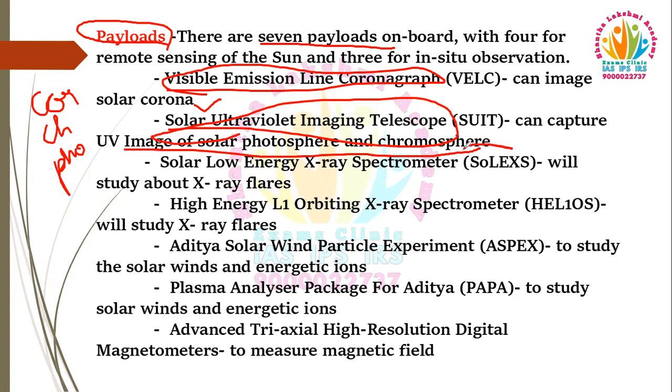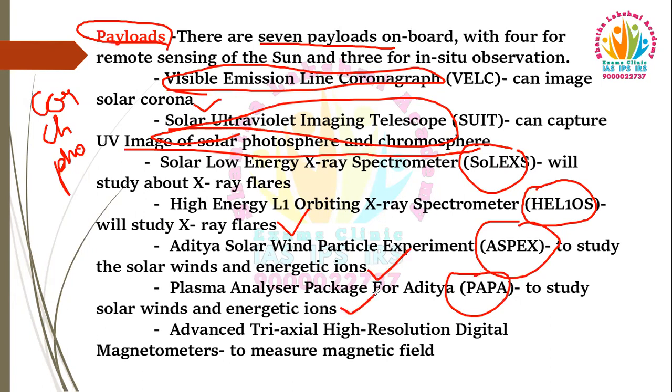And next we have SoLEXS and HEL1OS that will help us to study the X-ray flares. Next to that, we have ASPEX and PAPA to study the solar winds and energetic ions. The last payload is the magnetometer to measure the magnetic field. So out of all the 7 payloads, four of them, that is the first 4, VELC, SUIT, SoLEXS and HEL1OS, were used for remote sensing of the sun.